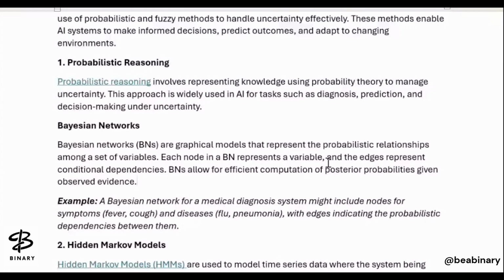So for a Bayesian network, we are taking an example of a medical diagnosis system. A Bayesian network for a medical diagnosis system might include nodes for the symptoms, as we have talked about, fever or cough, and the disease can be flu or pneumonia also, with the edges indicating the probabilistic dependencies between them.